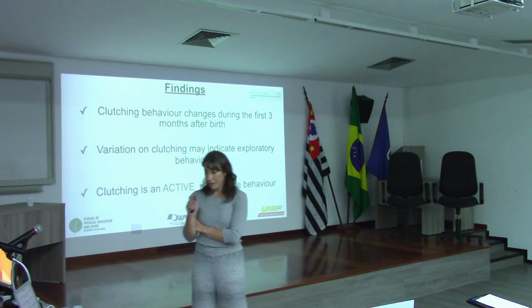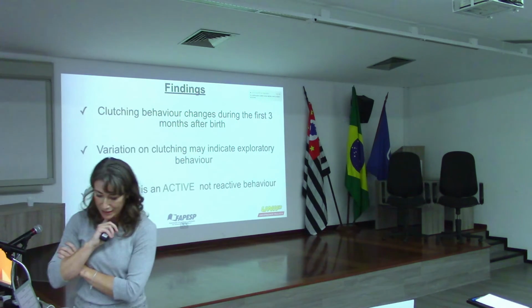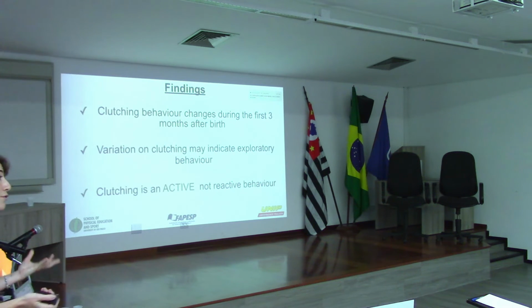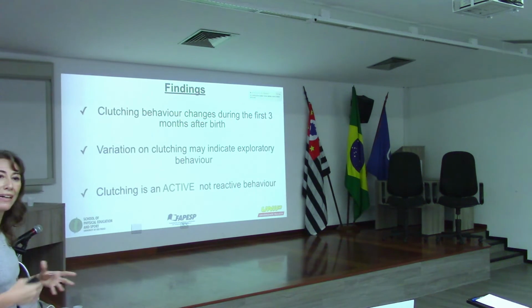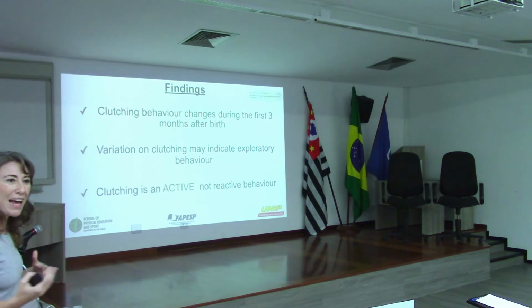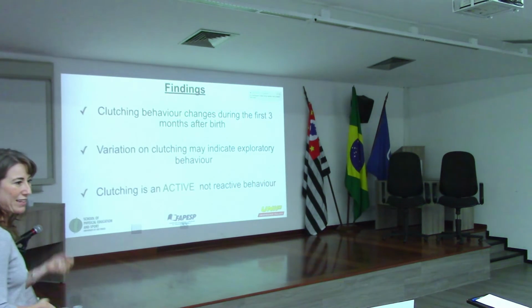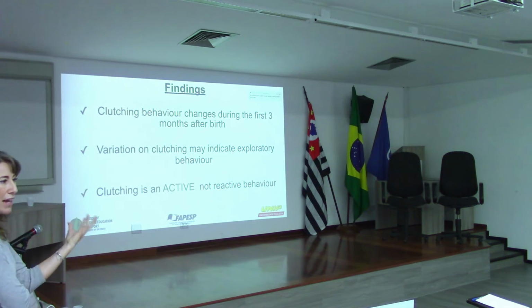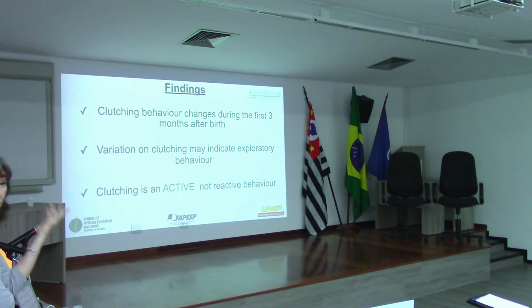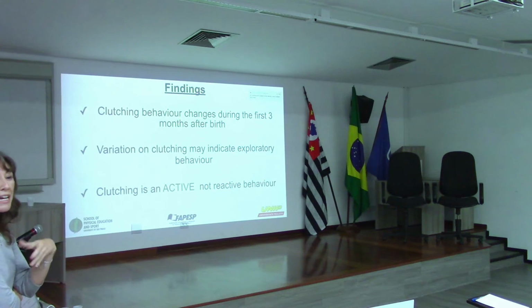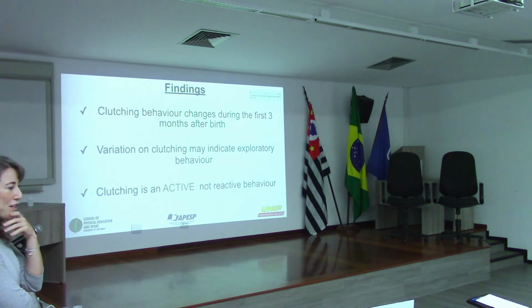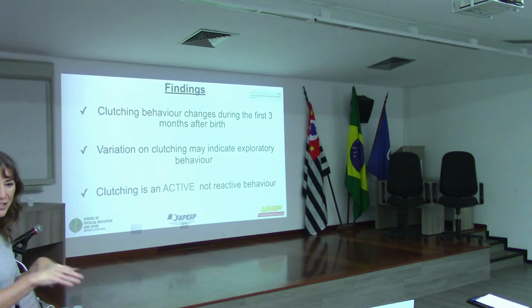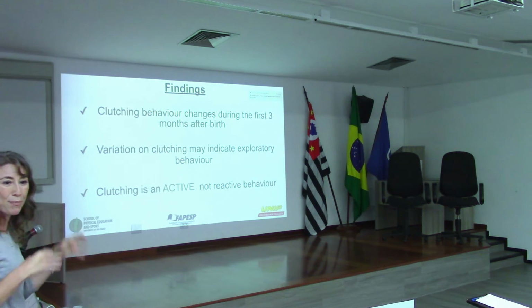And the main findings based on this is that the clutching behavior, or the hands behavior, changes during the first 3 months after birth. So it's like the system is getting organized to be able to reach and grasp. And the variation of this behavior, the variation of hands behavior, is an indicative of exploratory behavior, so they are trying to learn. It's more like Ruth's videos about the organization of the sand. So they are trying to catch up how to use the hands.